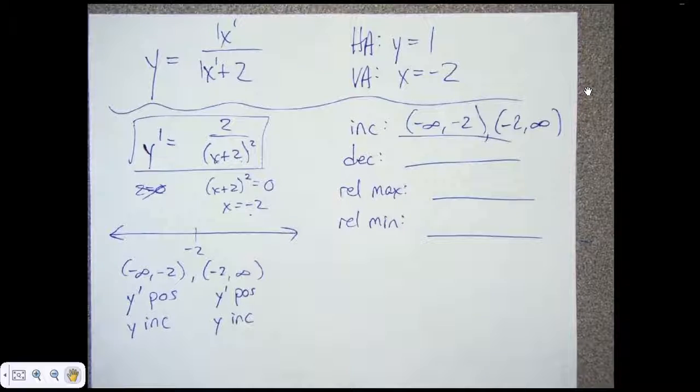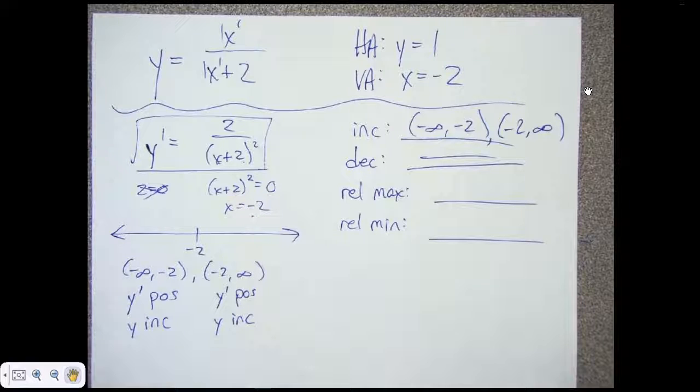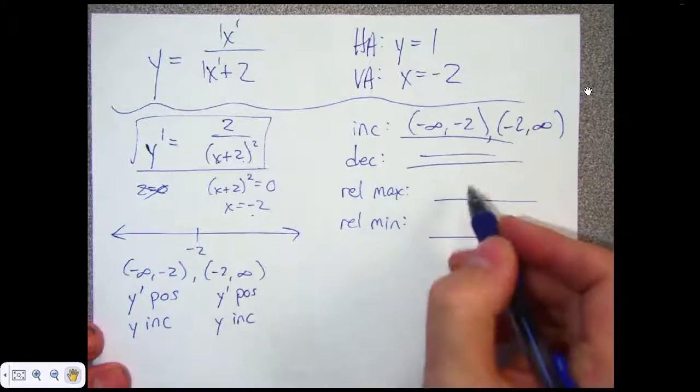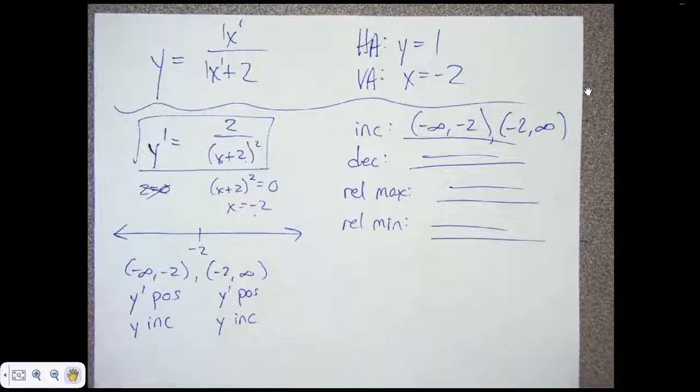It's not increasing at -2. So it's not like the entire graph. It's not increasing at -2. Why not? What is there that prevents it from being increasing? It's the vertical asymptote. So it's not increasing at that one spot, but everywhere else, basically. It's not decreasing at all. So for a relative max, we need to flip from increasing to decreasing. Well, that never happens. For a relative min, we need to flip from decreasing to increasing. Well, that never happens.